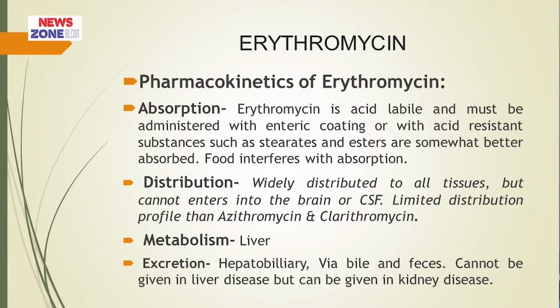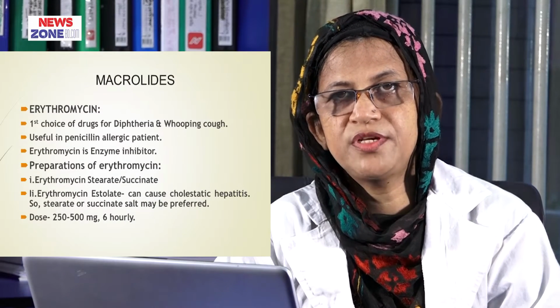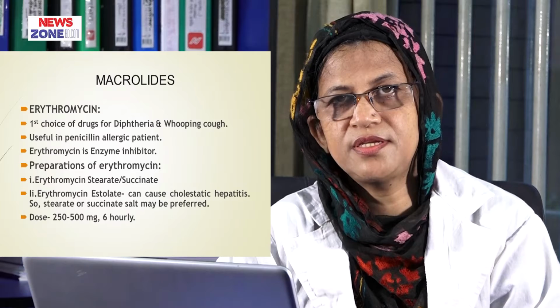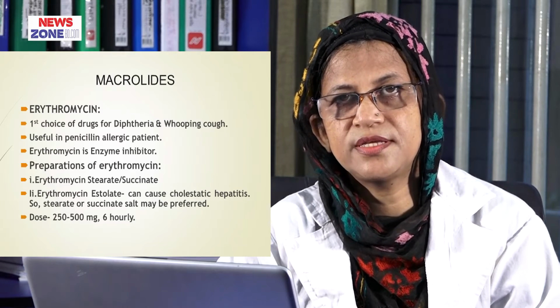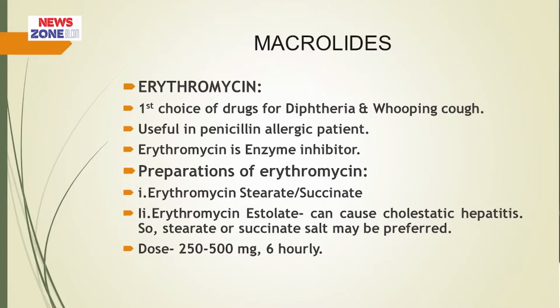It is metabolized in the liver. Excretion is hepatobiliary via bile and feces. It cannot be given in liver disease but can be given in kidney disease. Erythromycin is the first choice of drug for diphtheria and whooping cough, and is useful in penicillin allergic patients. Erythromycin is an enzyme inhibitor. The preparations are erythromycin stearate or succinate and erythromycin estolate. Estolate can cause cholestatic hepatitis, so stearate or succinate preparations may be preferred. Dose is 250 to 500 mg 6 hourly.